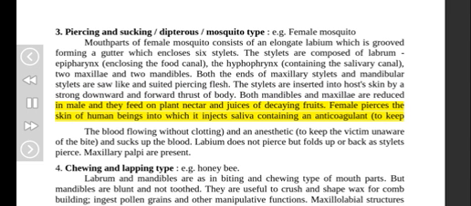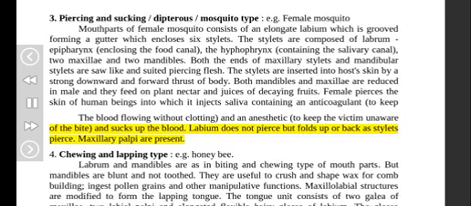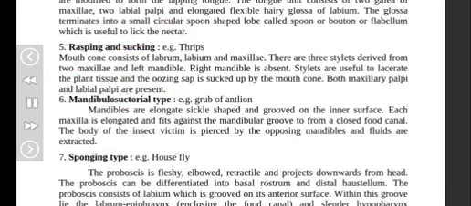The stylets are inserted into host skin by a strong downward and forward thrust of the body. Both mandibles and maxillae are reduced in the male and they feed on plant nectar and juices of decaying fruits. The female pierces the skin of human beings, into which it injects saliva containing an anticoagulant to keep the blood flowing without clotting, and an anesthetic to keep the victim unaware of the bite, and sucks up the blood. Labium does not pierce but folds up or back as stylets pierce. Maxillary palpi are present.